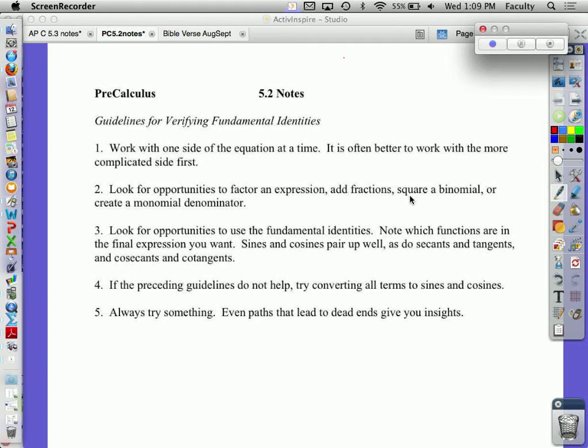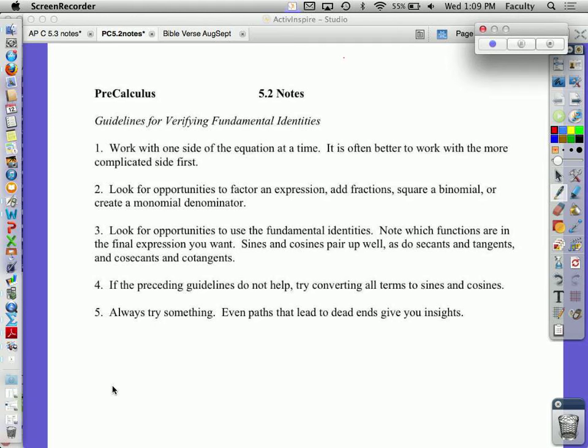Number 3, look for opportunities to use the fundamental identities. Note which functions are in the final expression you want. So that's that peeking over the brick wall to look at it. Sines and cosines pair up well, as do secants and tangents, and cosecants with cotangents.